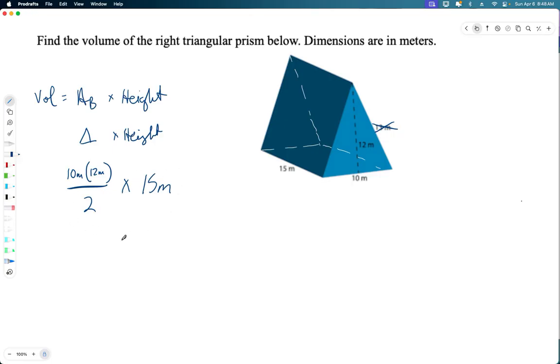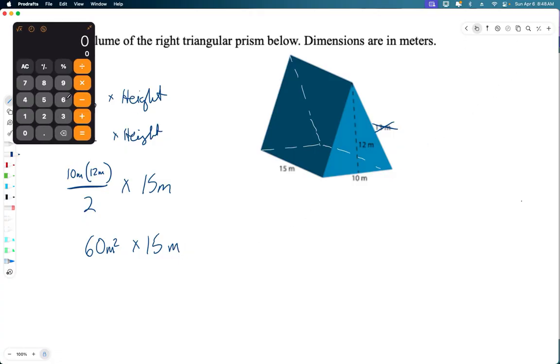This is your calculation. So 10 times 12 is 120. 120 divided by 2 is 60 meters squared times 15 meters. When I do my calculator, 60 times 15, I get 900 meters cubed. That's your answer.